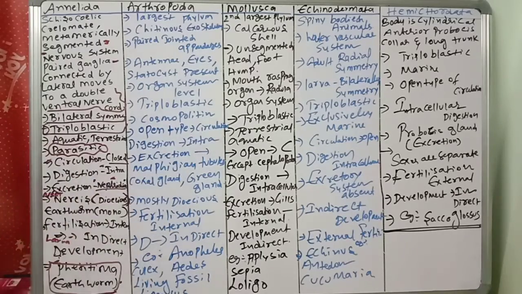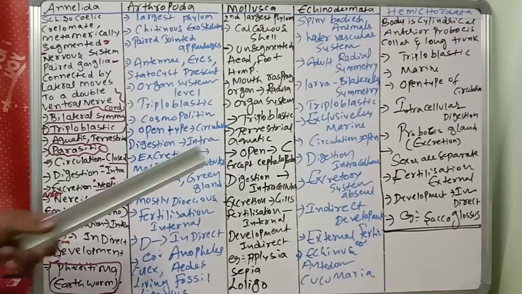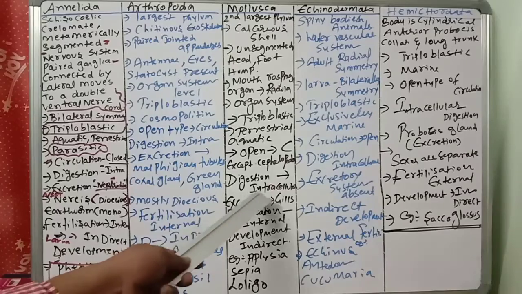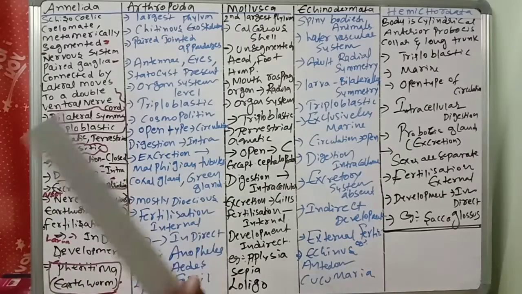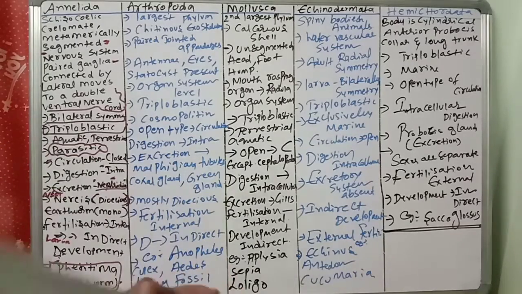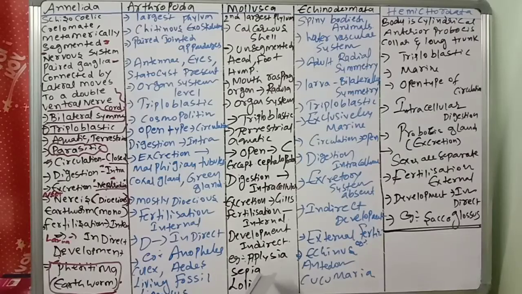They are terrestrial, okay. They live on the earth and also in the water. They have an open type of circulatory system except Cephalopoda. Why? Organisms of that class have a closed type of circulatory system, but all remaining mollusks have the open type. Digestion is intracellular, excretion through gills, fertilization inside of the body, where male and female gametes join together. Development is indirect. Examples: Aplysia, Sepia, Loligo. So that is about Mollusca.